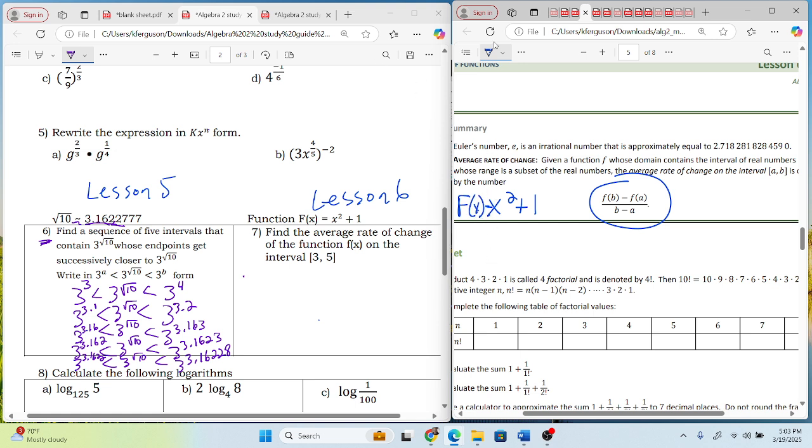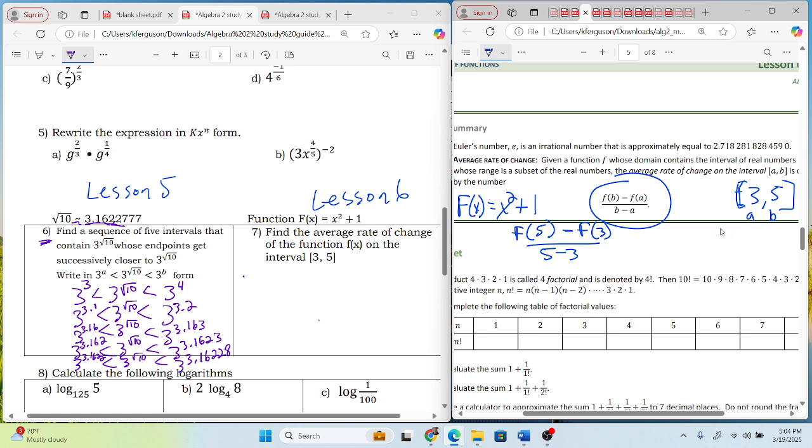So f of x equals x squared plus 1. So my interval is 3 to 5. Notice that means my 3 is my A and 5 is my B. So I'm going to start with B. So I need to have f of 5 minus f of 3 divided by 5 minus 3. So what's f of 5?